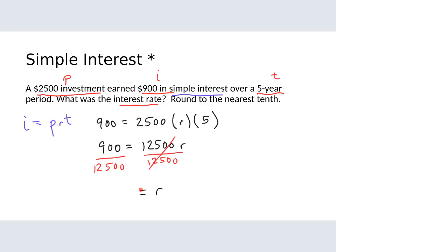One thing important to note is what we have over here is 900 divided by 12,500. It's not always big number divided by little number. This time it just happens to be 900 on top, and it's always top divided by bottom. So 900 divided by 12,500. And let's see, for that one, we end up with 0.072. That answer is in the form of a decimal, but if I'm asked for an interest rate, I need to give the answer in terms of percent. So I need to move that decimal 2 places, and we end up with our 7.2% as our interest rate.